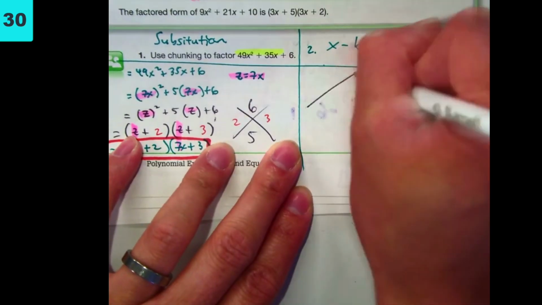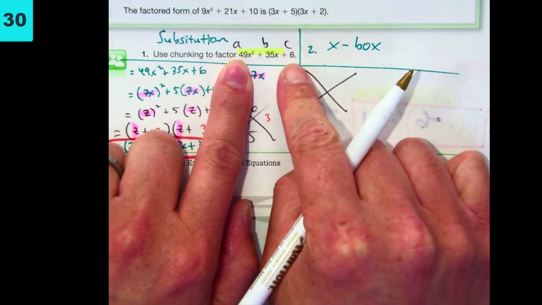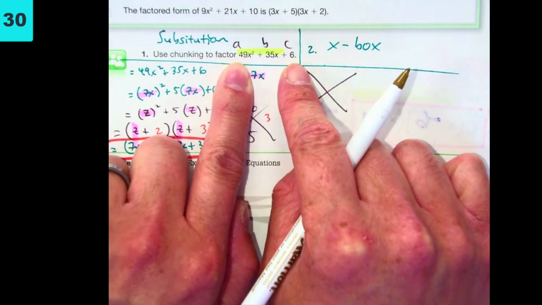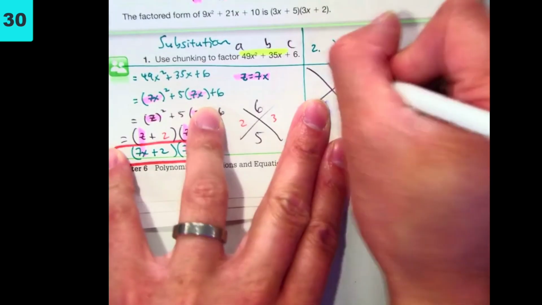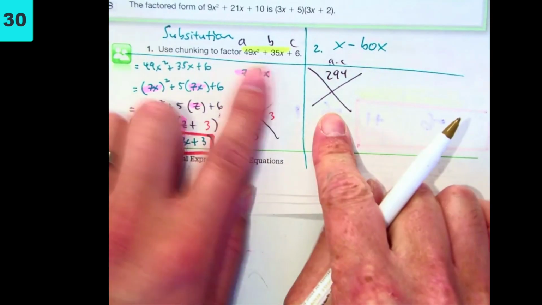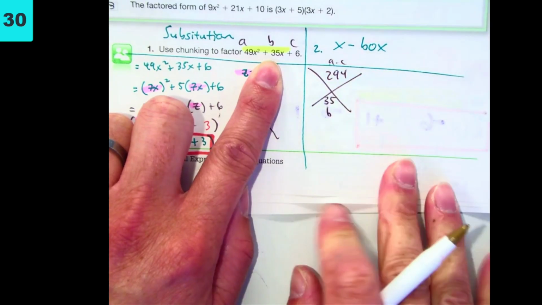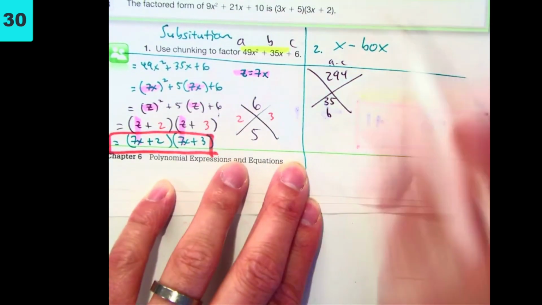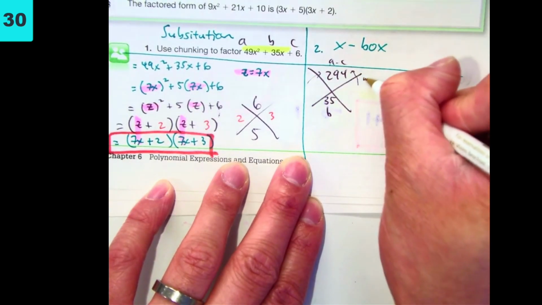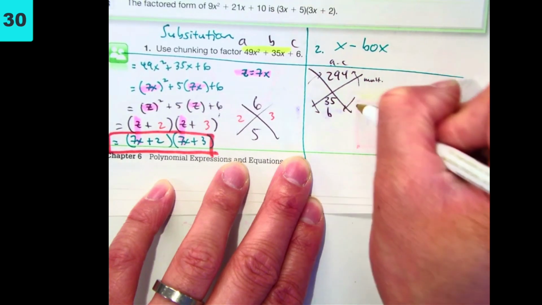In the Xbox method, I'm going to use A, B, and C. So if you have your calculators out, A times C, 49 times 6, will give us 294. And then my B value, which is how much? 35. I need to think of two numbers that multiply to be 294, but the same two numbers there will also add to be 35.